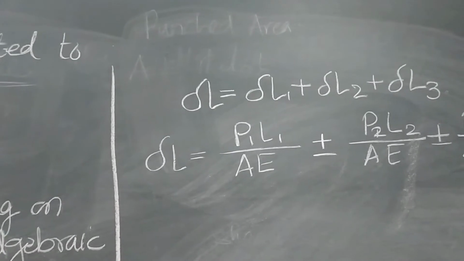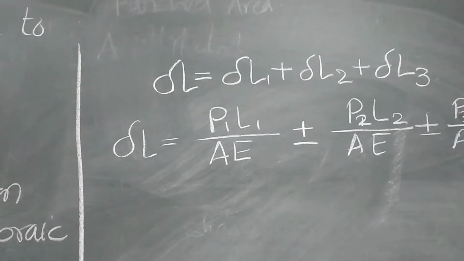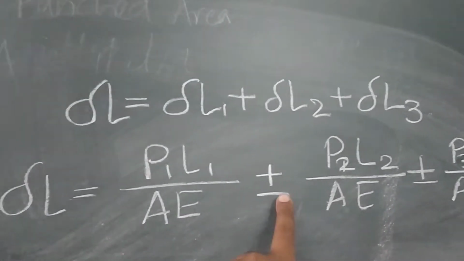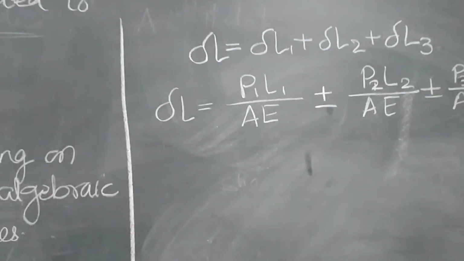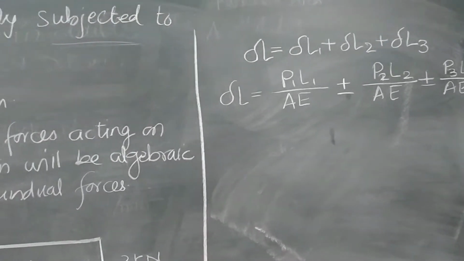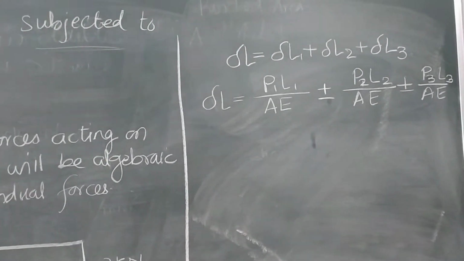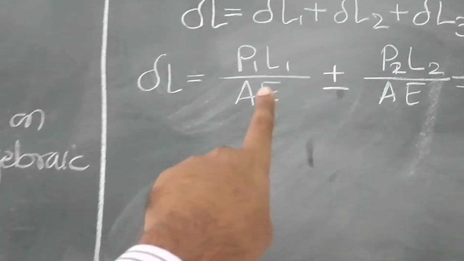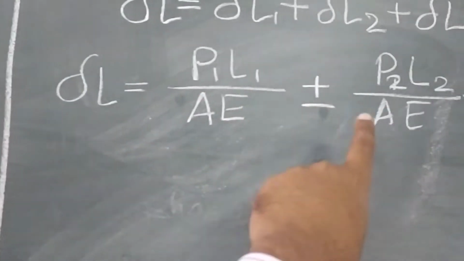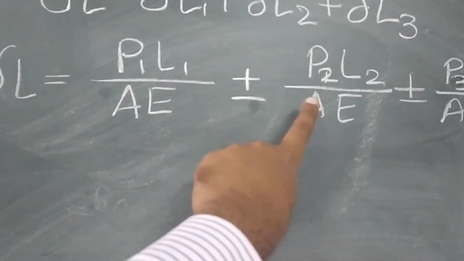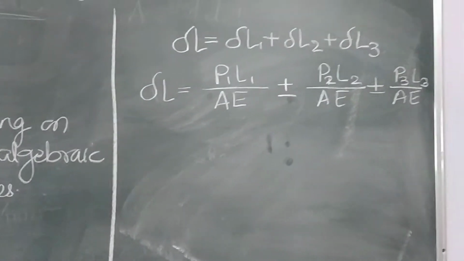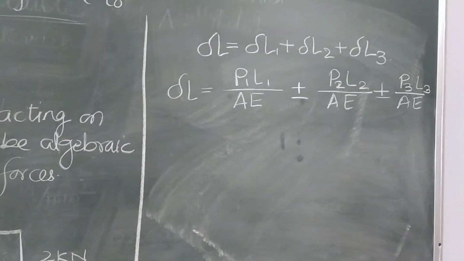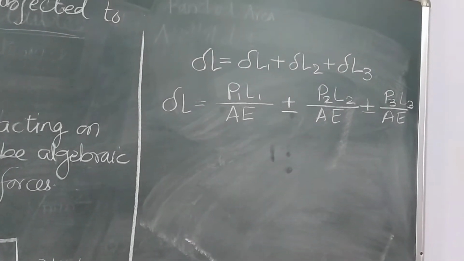Total change in length, that is delta L, is the algebraic sum. What do you mean by algebraic sum? What this plus and minus indicates is that there might be change in length in a positive or negative sense, that means elongation or contraction of length. If elongation is there, then this is positive, and if contraction is there, then that may be negative. So delta L is equal to delta L1 plus or minus delta L2 plus or minus delta L3 and so on.